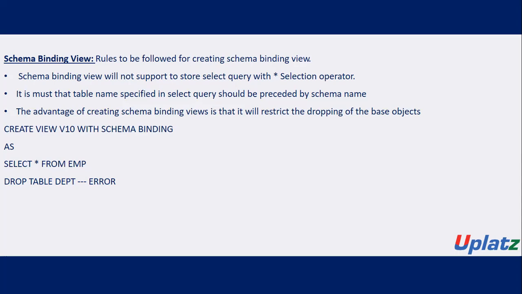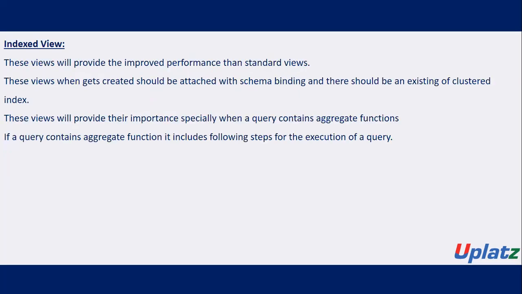If I am dropping the table department, then I will get an error. Why will I get the error? Because that table, department, is associated with a schema binding view. So the schema binding view is restricting the deletion of the table department. Due to this reason, it is throwing the error.